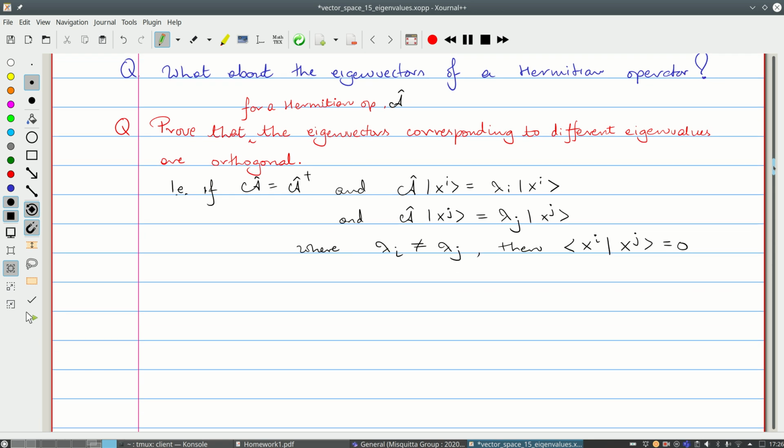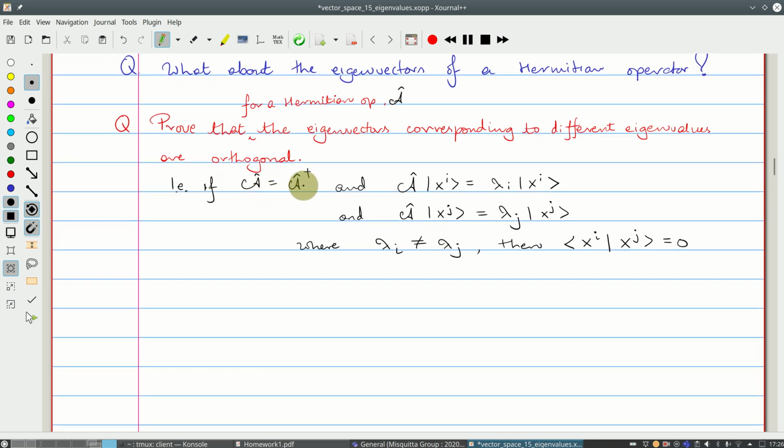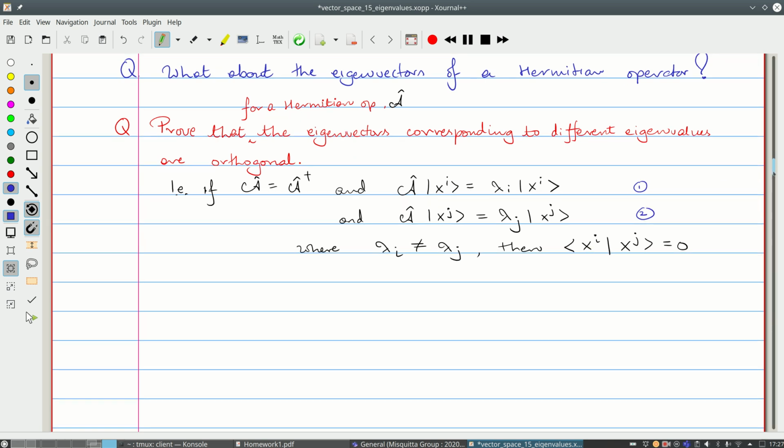Okay, so mathematically what we want to show is the following: if A hat is equal to A hat dagger, that is A is a Hermitian operator, and if you have two such eigenvalue equations, A hat operating on xi is equal to lambda i xi, and this is the Dirac form, where I'm using the kets instead of the vectors xi, and we also have A hat operating on xj is equal to lambda j xj, where lambda i is not equal to lambda j, so these are different eigenvalues, then these two eigenvectors are orthogonal, so we must have the inner product of xi with xj is 0. Okay, so how do we show this? Well, let's give these two equations numbers. So this is equation 1 and this is equation 2. Alright, now let's see what we can do with it.